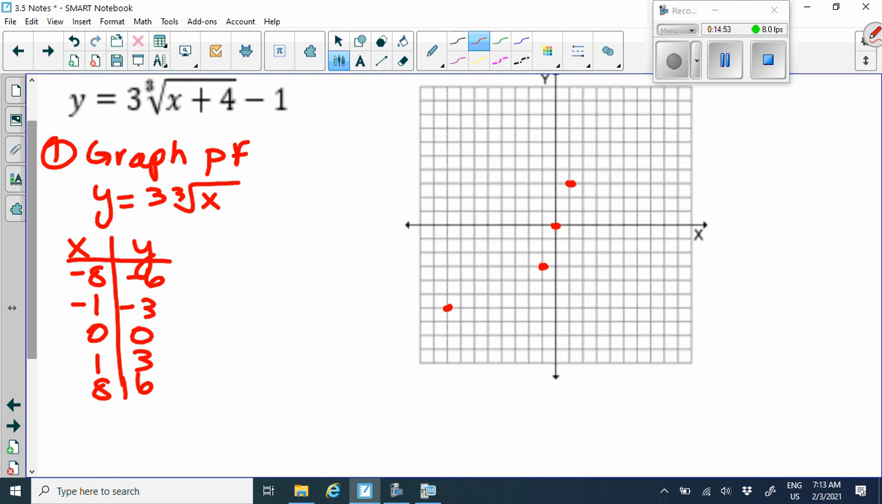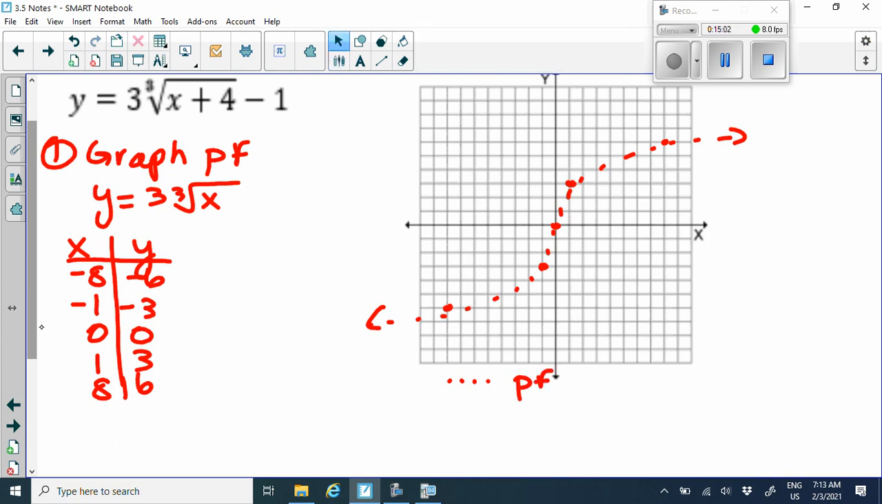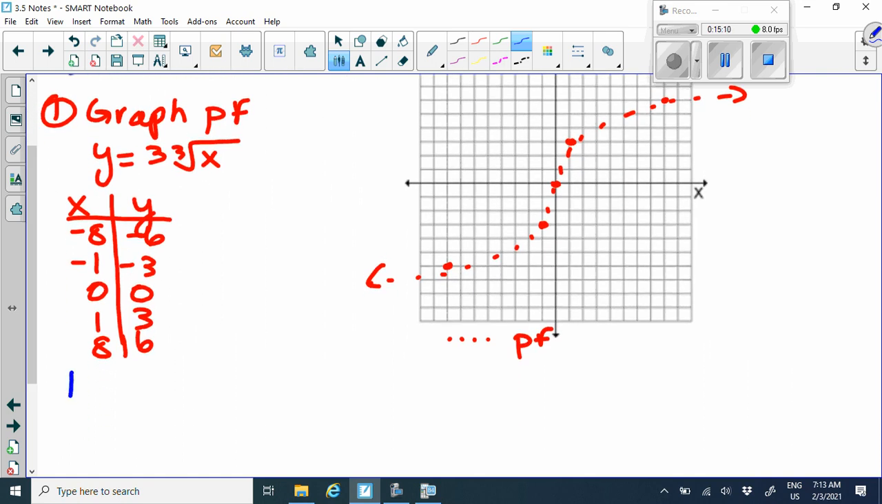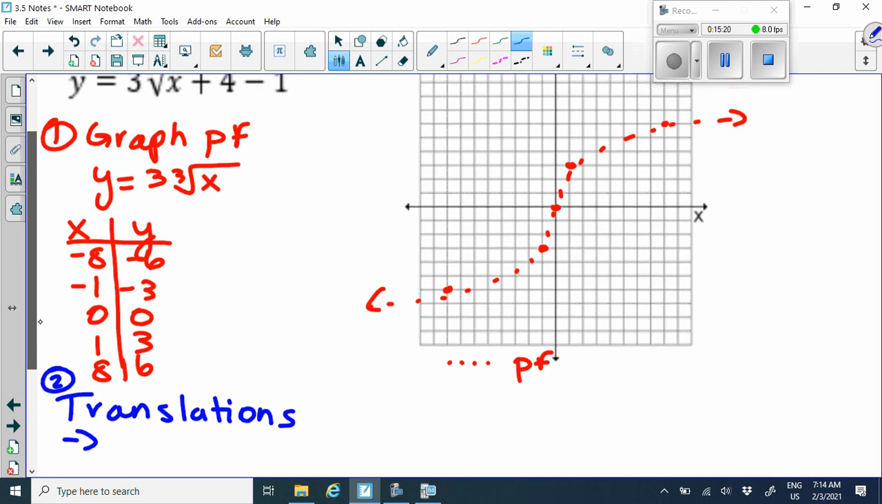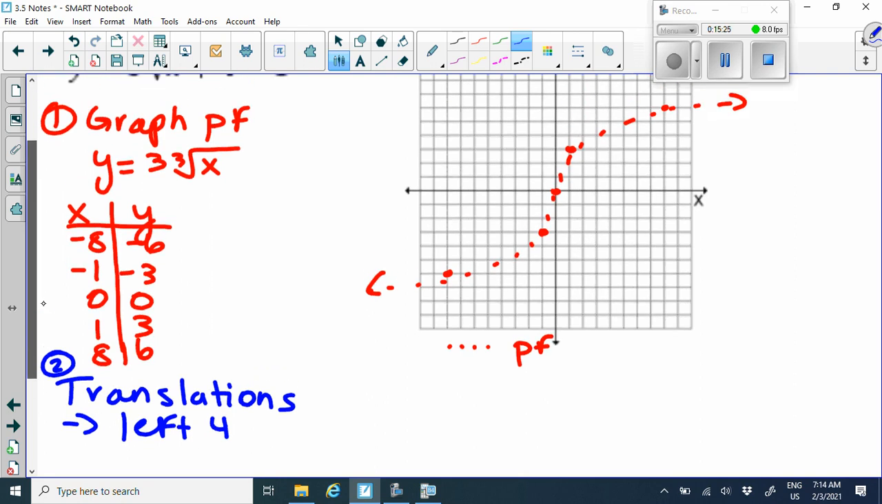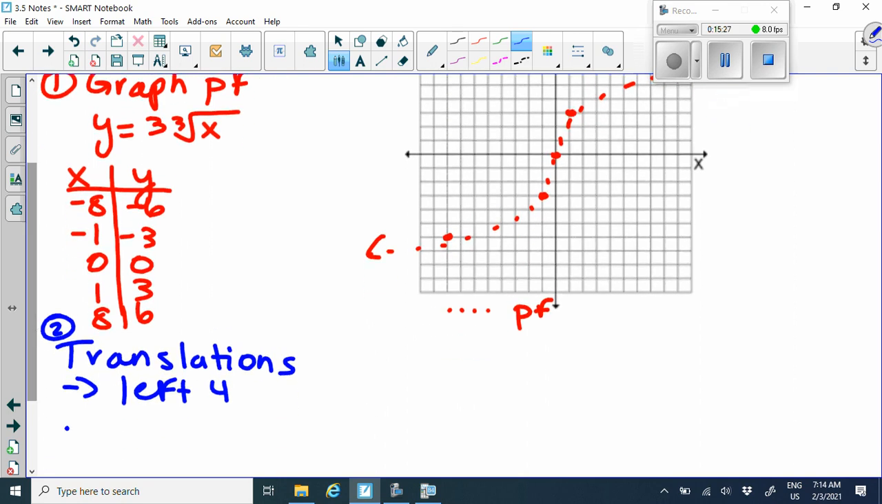Let me make a legend here saying this is my parent function. Okay, so now let's look at our translations here. Our h is inside with the x, and our k is outside. So since we have x plus 4, that means we are going to go to the left 4. And with our k value of minus 1, that means we're going to go down 1.